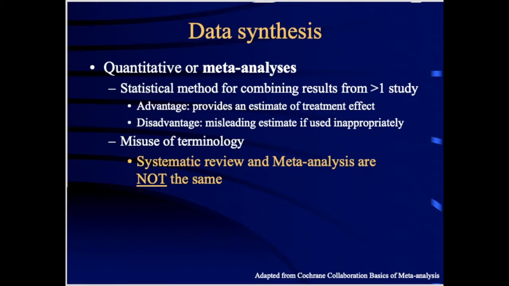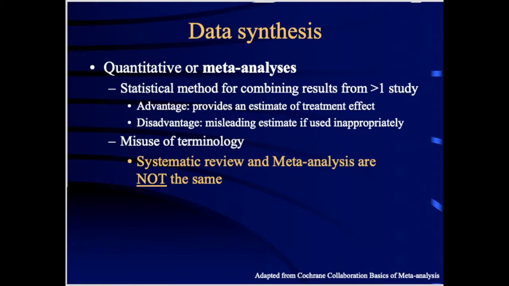When we get into data synthesis or a quantitative type of analysis, we are considering a meta-analysis. And a meta-analysis can be used in addition to qualitative synthesis when combining or pooling results from more than one study. The advantage of a meta-analysis is that it provides a numerical estimate of the treatment effect in the form of a risk ratio, odds ratio, number needed to treat, or a mean difference. And the disadvantage of this type of analysis is that the numeric estimate can be misleading if trials are combined or pooled inappropriately.